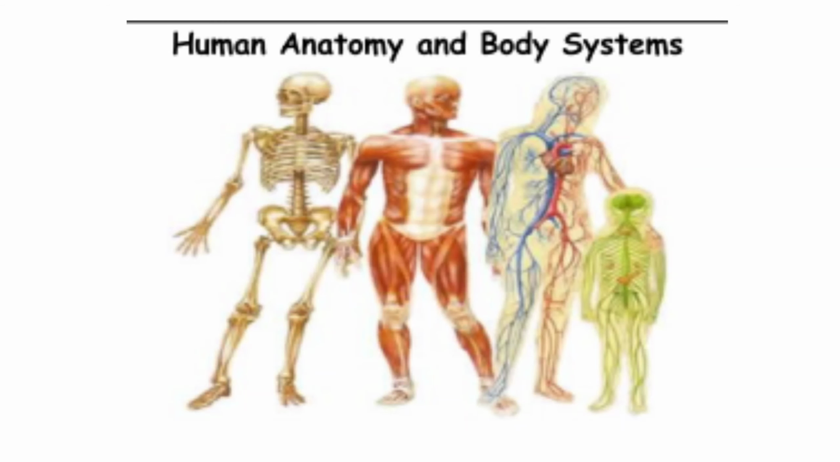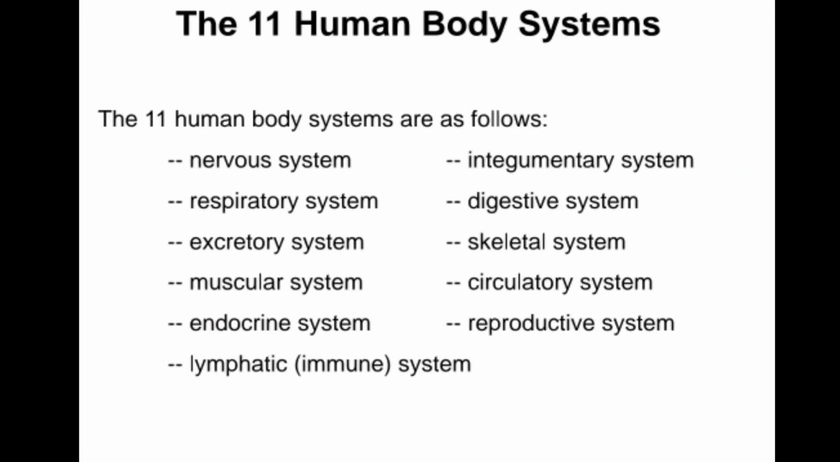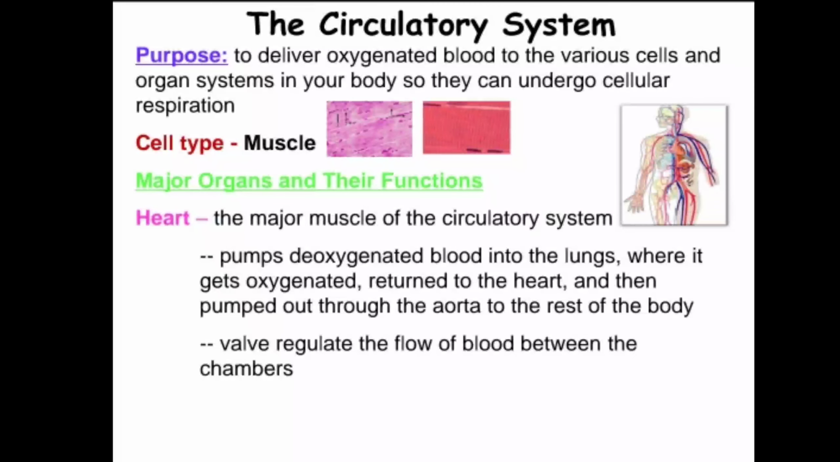Human anatomy and body systems. The 11 human body systems are as follows. Nervous system, integumentary system, respiratory system, digestive system, excretory system, skeletal system, muscular system, circulatory system, endocrine system, reproductive system, lymphatic, immune system.